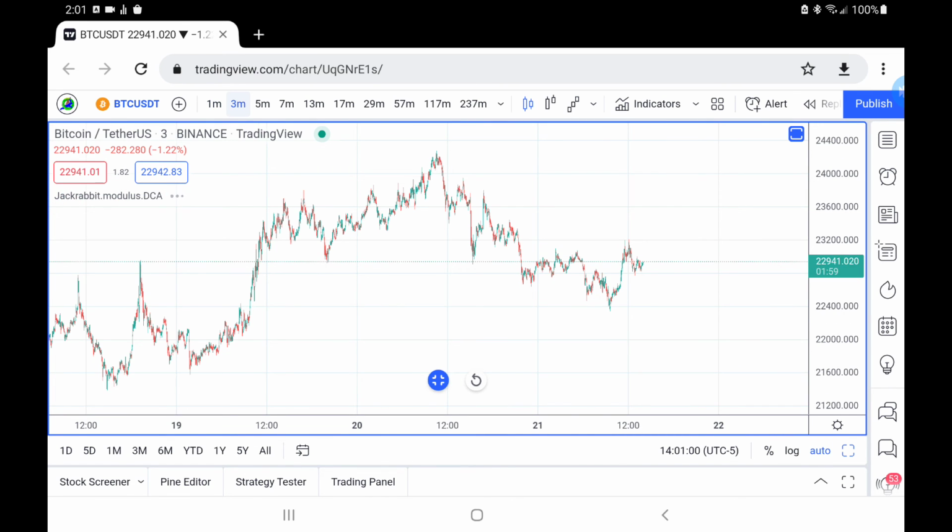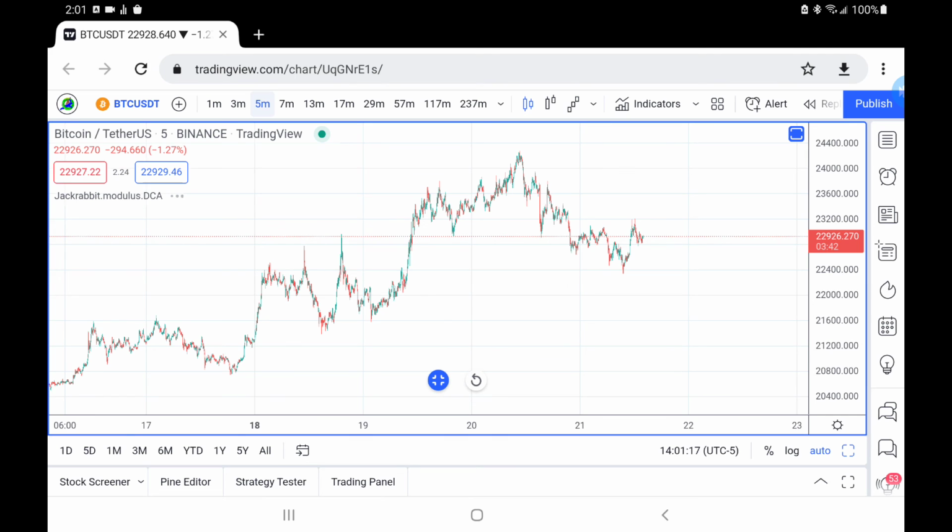Okay, let's go to the 3-minute time frame. Average 1 position, maximum 2 positions. Five-minute. Well, this is a pretty good gold mine. 1 position, 2 positions between the average and the maximum for 77 days.